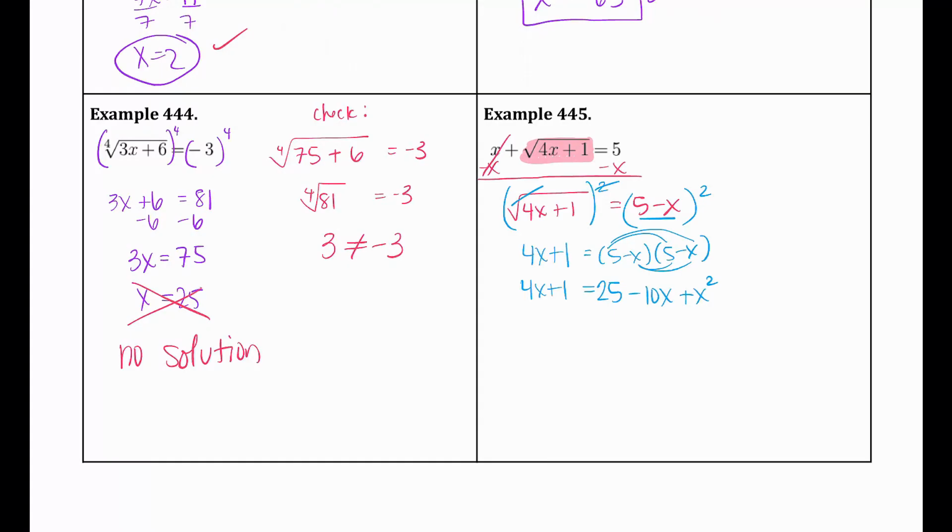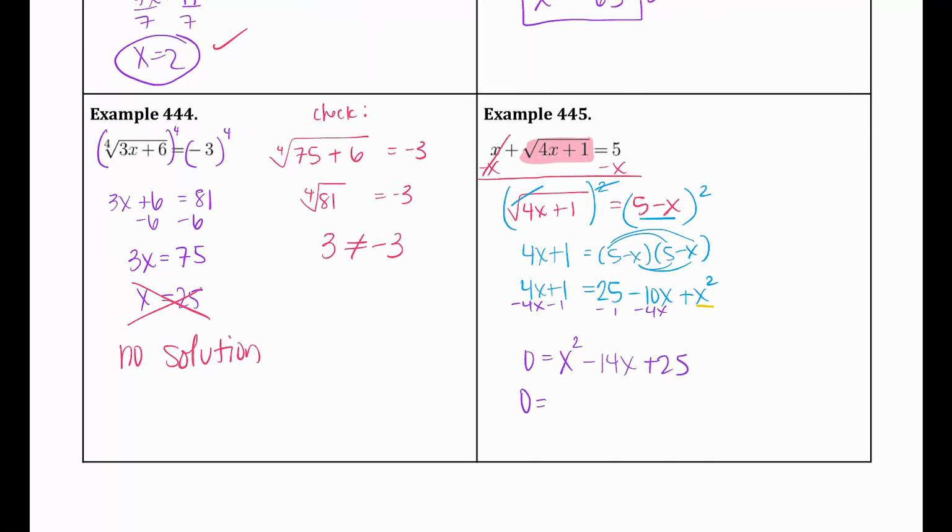Okay, because we ended up with an x squared, to solve this, we're going to have to solve by factoring, which means we need to move everything to one side and set it equal to 0. So if I move this 4x over, it goes with those x's. This goes with the 25. Let me scoot that down a little. So I'm going to get 0 equals x squared minus 14x plus 25.